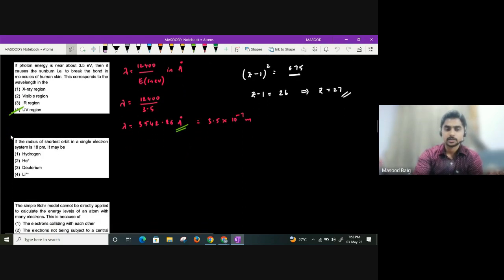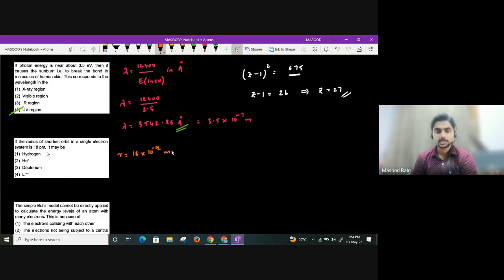But we'll study electromagnetic waves also. If the radius of shortest orbit in a single electron system is 18 picometer, it may be shortest orbit they are saying. Radius is given as 18 picometer. Pico means 10 power minus 12 meters, guys. So which single electron system is it going to be? Always remember Bohr's model is valid only for a single electron system. 2019 question of NEET, guys. That is a very important case. So here they have given radius as 18 into 10 power minus 12 meter.